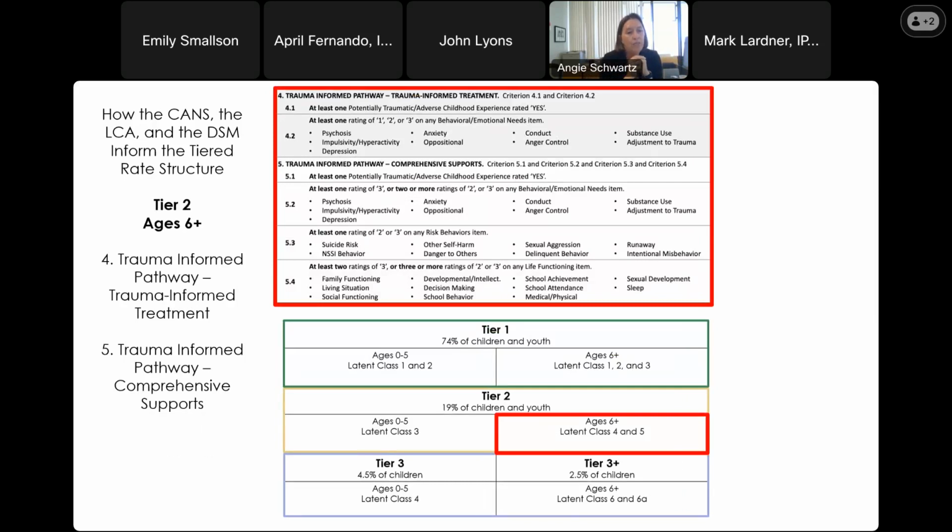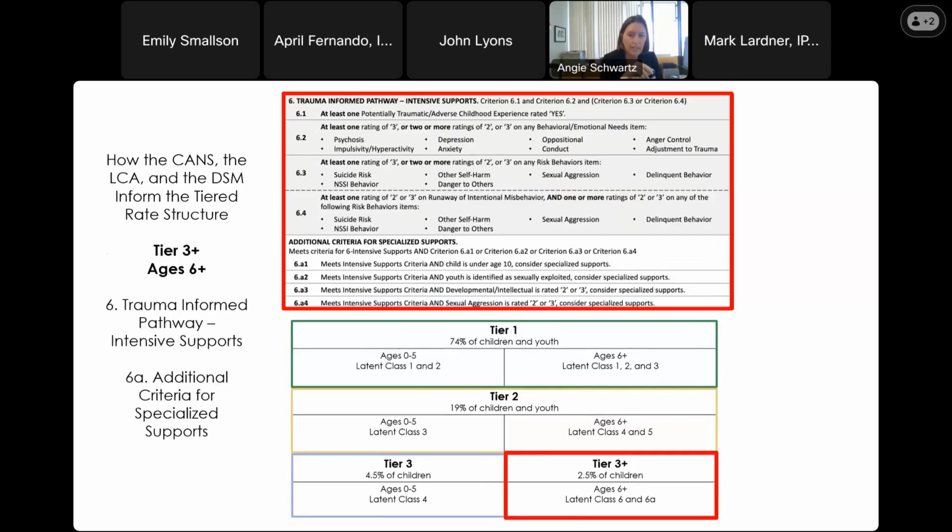And then we have our trauma-informed pathway. These are the kids that have the trauma-informed treatment and the comprehensive support needs. And so those are the young people that are grouped together within tier 2. And then we have, next slide, our kids with the highest level of acuity of needs, which are the kids that have the need for the intensive supports and the specialized supports, those kids within latent classes 6A and 6B. And those are the young people that are grouped within tier 3 plus. And so this is a very data informed way of understanding needs and strengths.